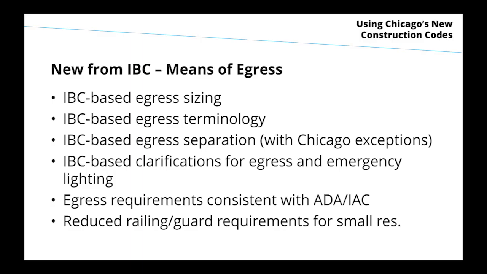So the IBC-based egress sizing, IBC-based egress terminology, the IBC-based egress separation with some Chicago exceptions, clarifications, and for small residential, there are some reduced railing and guard requirements. So we are going to recognize for small residential buildings 36-inch guards, which we haven't recognized before, but consistent with the national model codes there. So some places will no longer be required to have 42-inch guards.